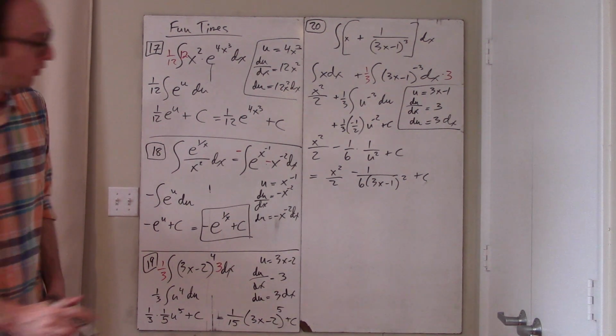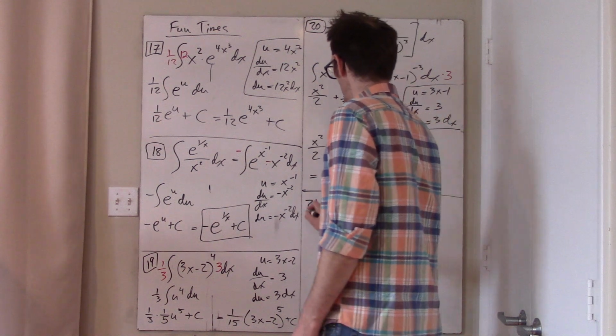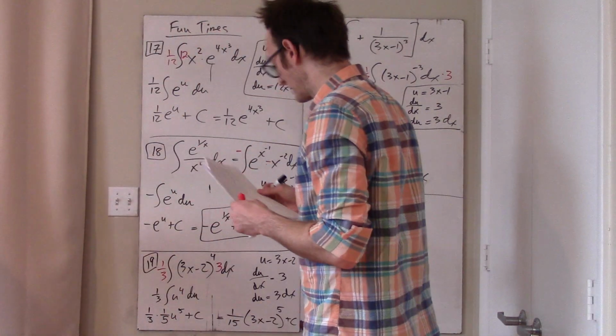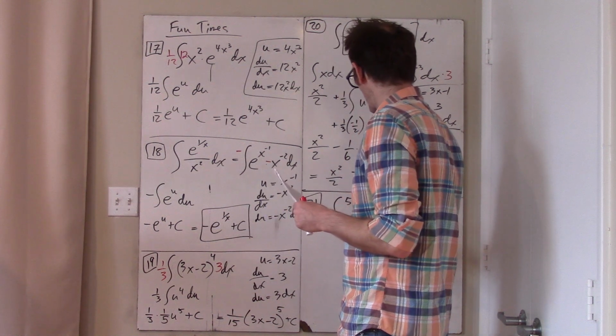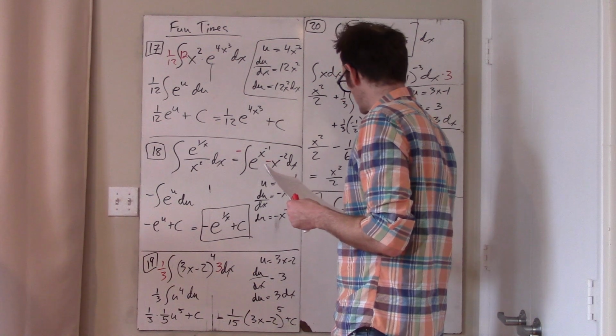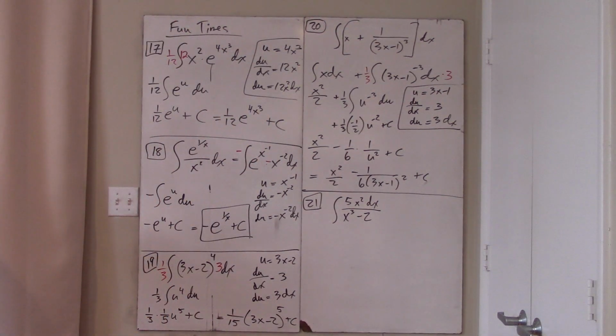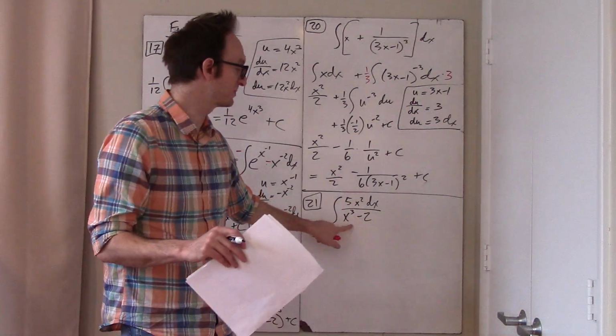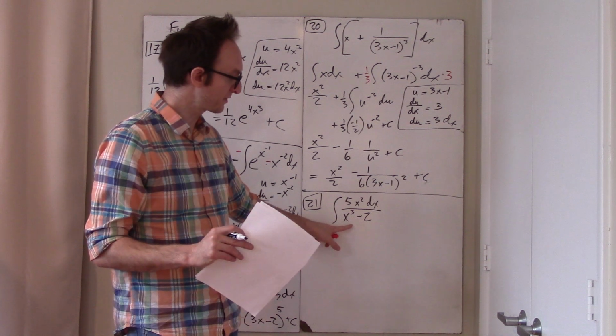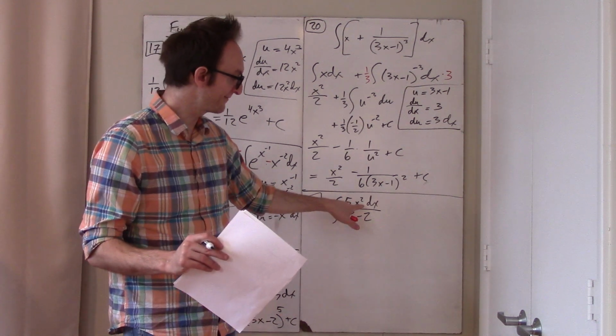What else? One more. I guess I can fit it on this board. Number 21. This is the antiderivative of 5x squared over x cubed minus 2. Okay, this is hard. This is a new kind of thing, and our book treats this as an entire separate section, but I'm just weaving it in here. Does it look like some chain rule happened here? Not extremely obviously so, but the derivative of x cubed minus 2 is 3x squared, which is, give or take, what we have here in the numerator.